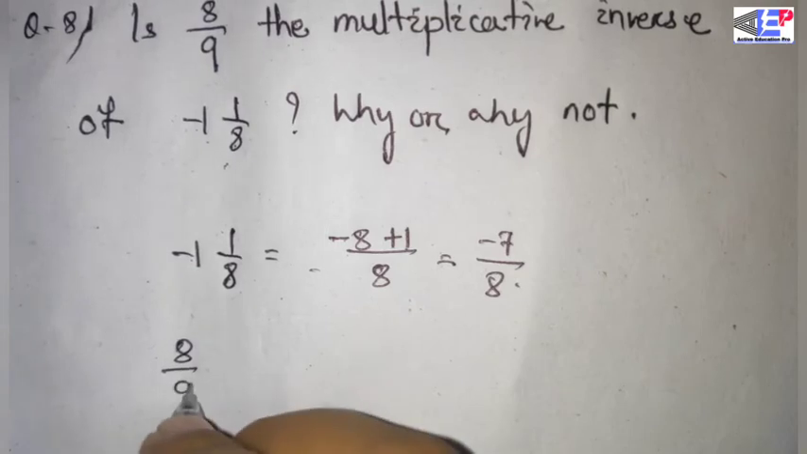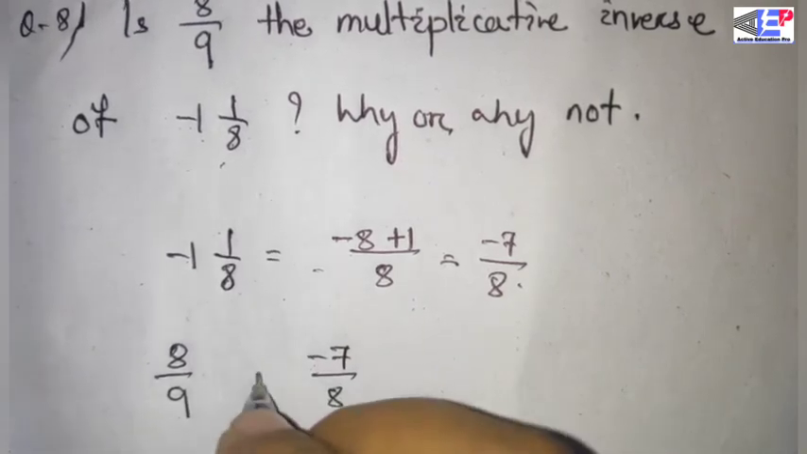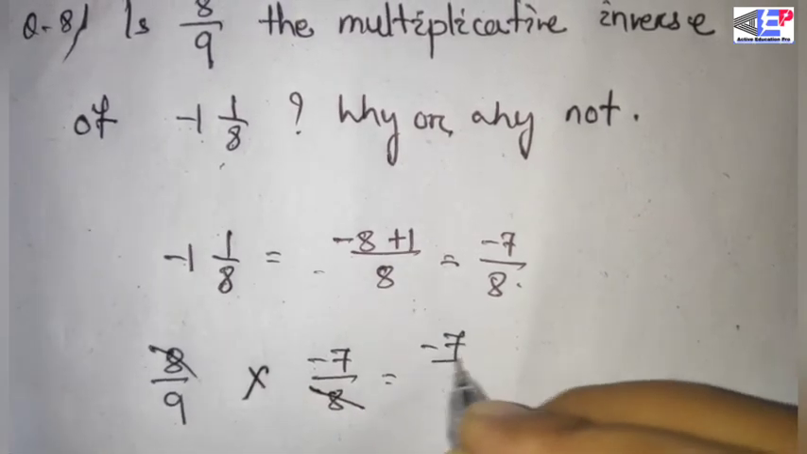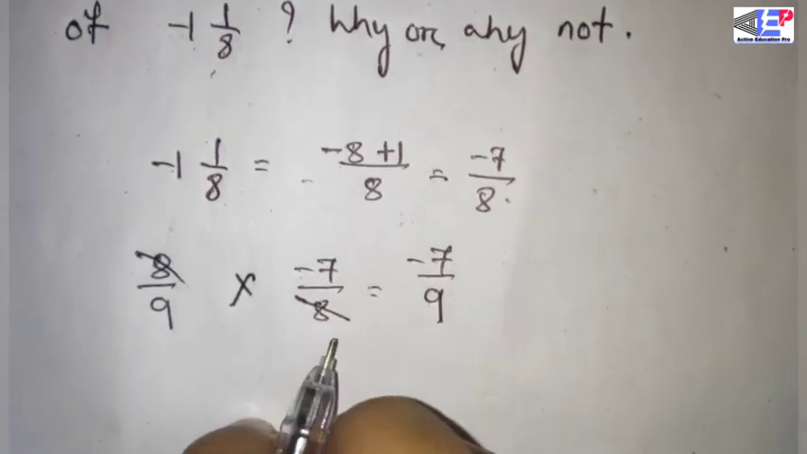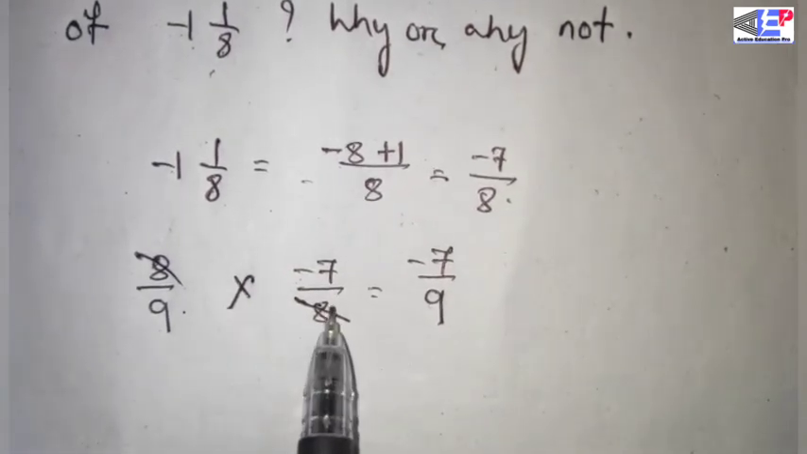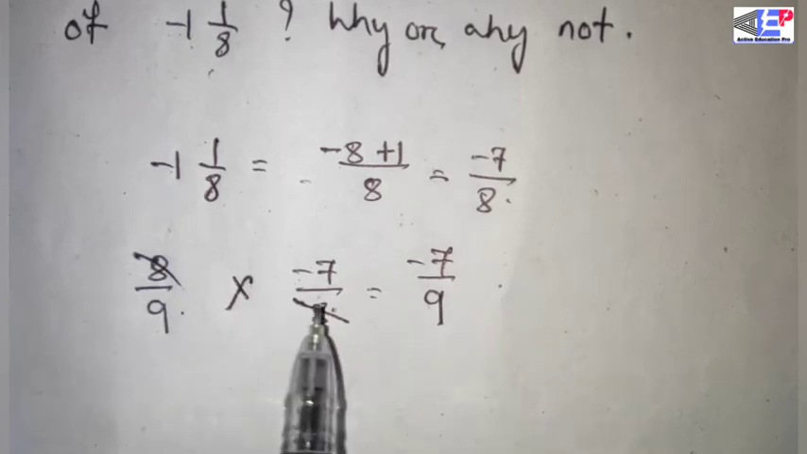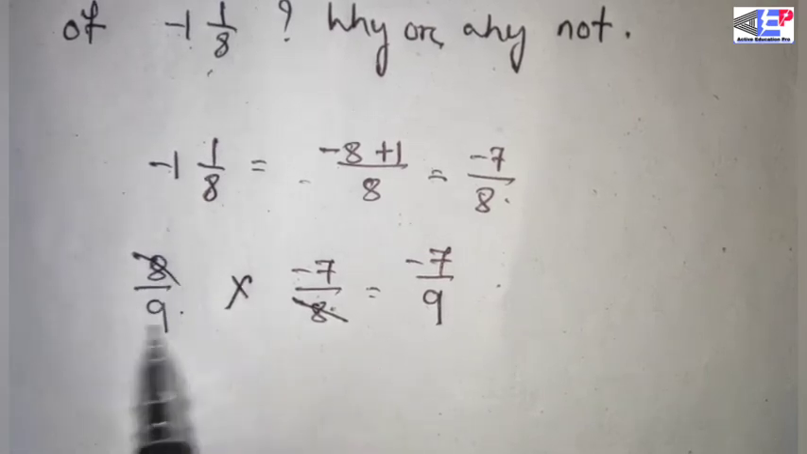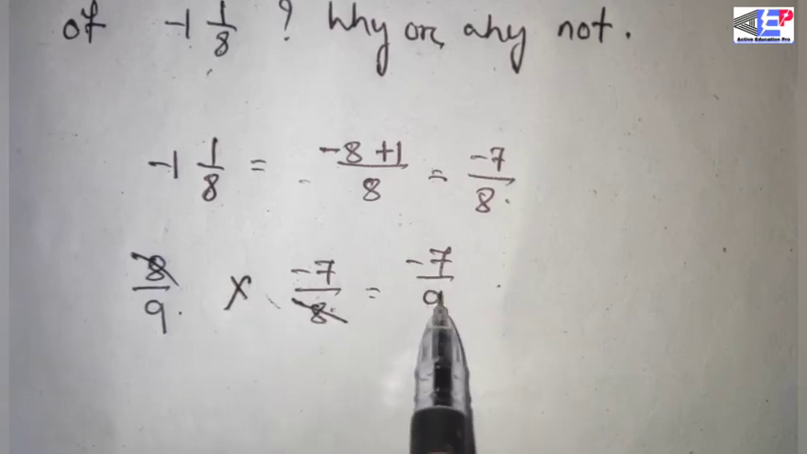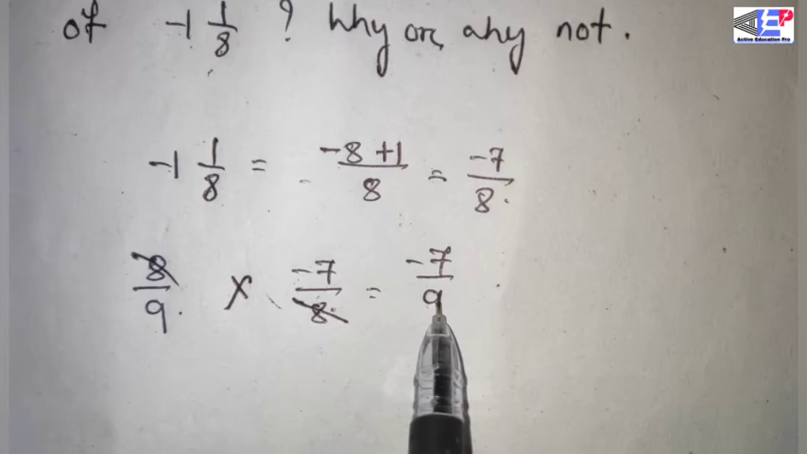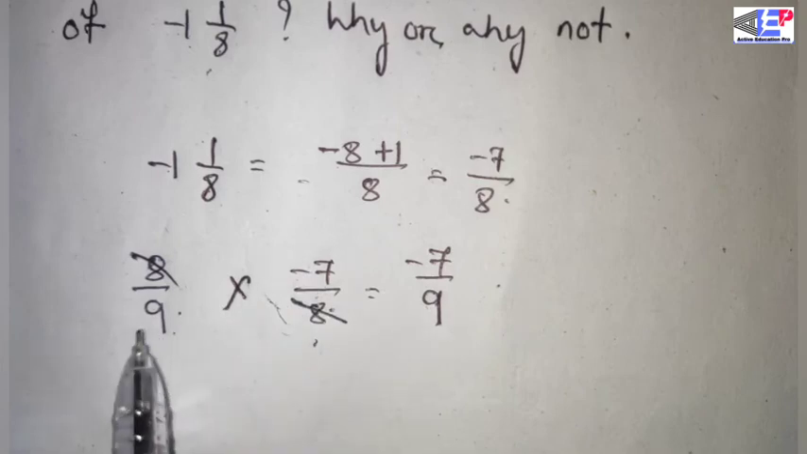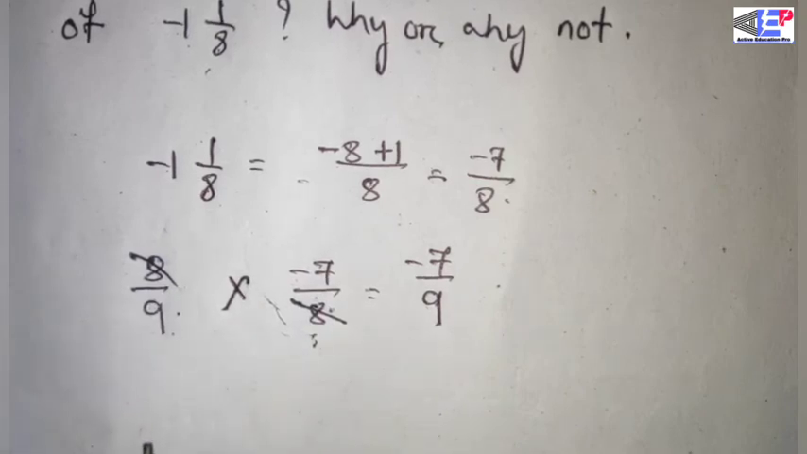One number is 8 by 9 and the other number is minus 7 by 8. If you multiply both numbers, the 8 cancels and the answer becomes minus 7 by 9. If you multiply two numbers and the product becomes 1, then both numbers are multiplicative inverses, reciprocals of each other. But in this case, the product is a rational number which is not 1. So 8 by 9 is not the reciprocal of minus 7 by 8, and vice versa.